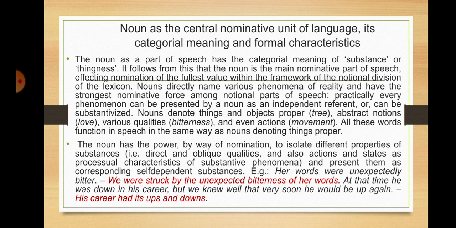Nouns denote things and objects proper, abstract notions, various qualities, and even actions. All these words function in speech in the same way as nouns denoting things proper. The examples of nouns are tree, love, bitterness, movement. The noun has the power, by way of nomination, to isolate different properties of substances, that is, direct and oblique qualities, and also actions and states as processual characteristics of substantive phenomena, and present them as corresponding self-dependent substances.